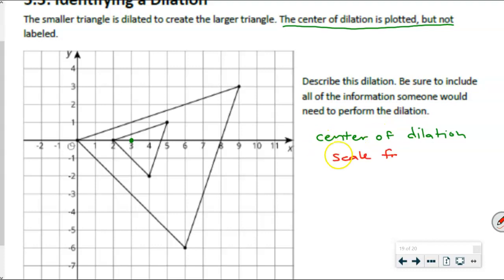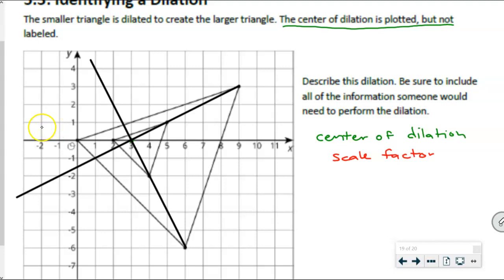So that center is already plotted. Remember, even if it weren't plotted, we could go from this point to its corresponding and extend it even further. We could go from here to its corresponding point and extend it even further. And from here to its corresponding and extend it. And we can see that all of those are intersecting right here at that point, which was plotted. Now we need to define it. What is that center of dilation? It has the coordinates of 3, 0.